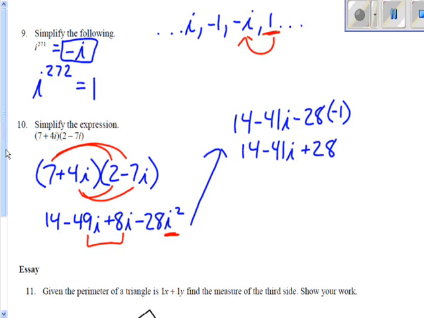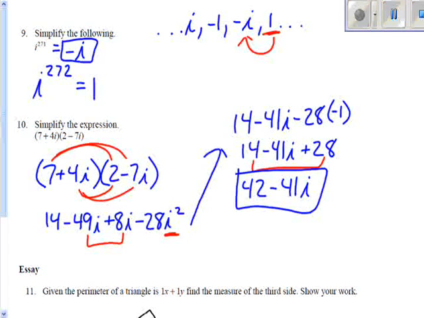And now I have more like terms to combine. So keep that in mind. Make sure you simplify this all the way. Do not leave any powers of i in there. That's going to be a 42. So I have 42 minus 41i. And now it's simplified as far as it can go. Now it looks like a complex number.